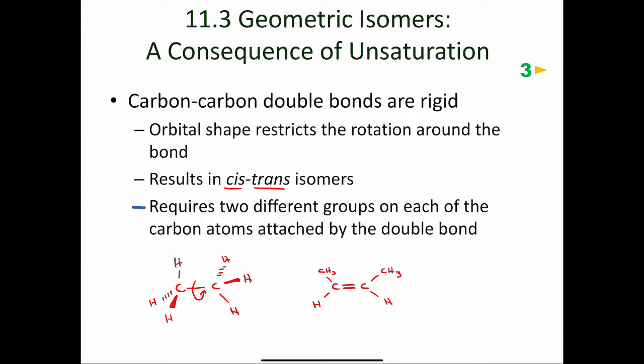So what that means is, say for example, this carbon involved in the double bond, it has 2 different groups attached to it, right? It's got the proton or the hydrogen attached to it, and it has the methyl group attached to it. And the same thing holds true for this carbon attached to the double bond. It has a hydrogen and a methyl group. So that's one of the requirements that has to be met in order to have cis-trans isomers.